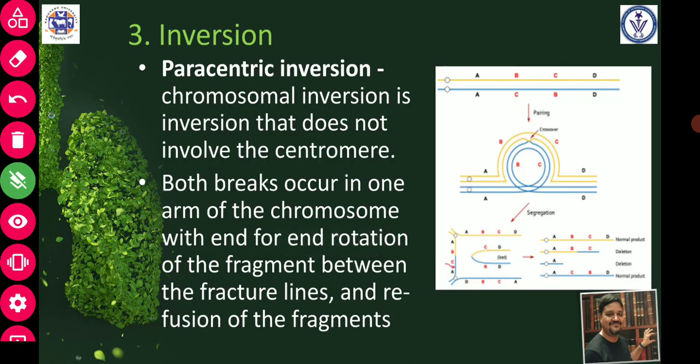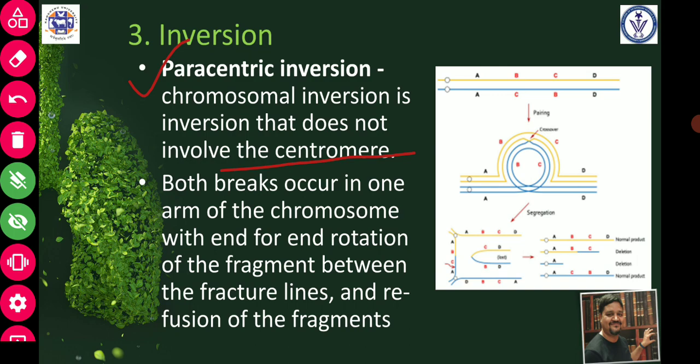The first one is paracentric inversion. As the name suggests, para means little, or you can say a little away. Paracentric, little away from the center. This is the literal meaning. Now we can see the definition. Paracentric inversion is an inversion that does not involve the centromere. That means it is away from the centromere. That is why the name is paracentric inversion.